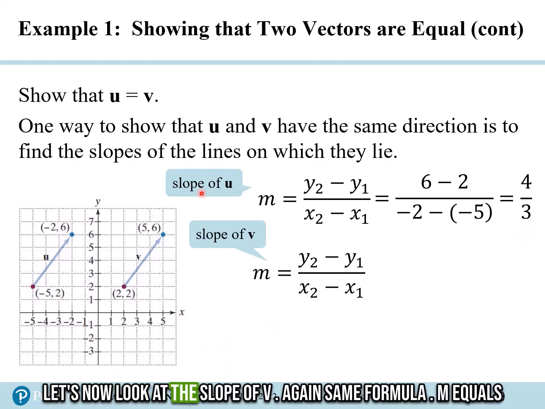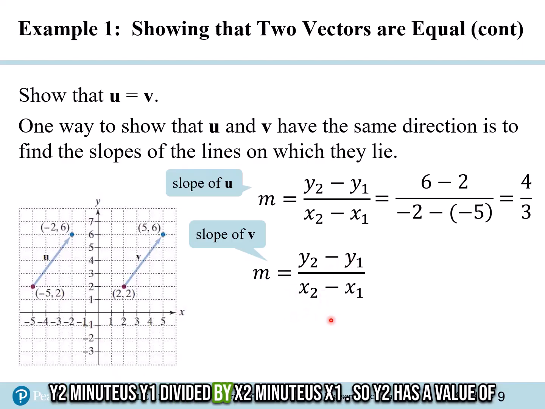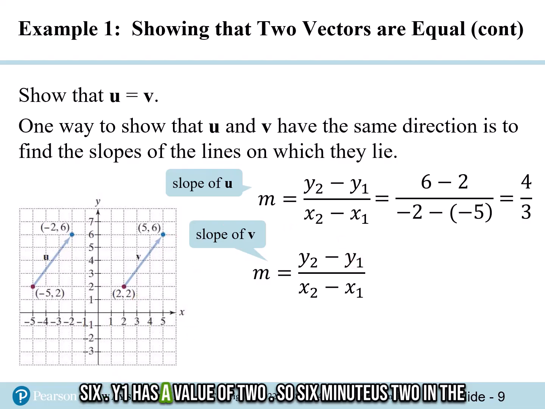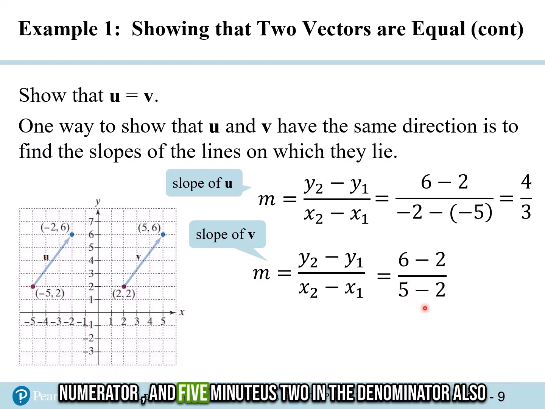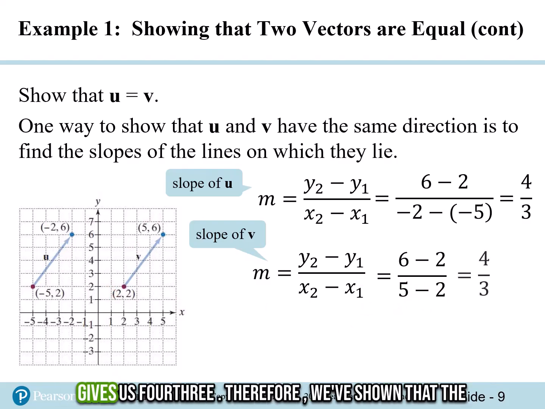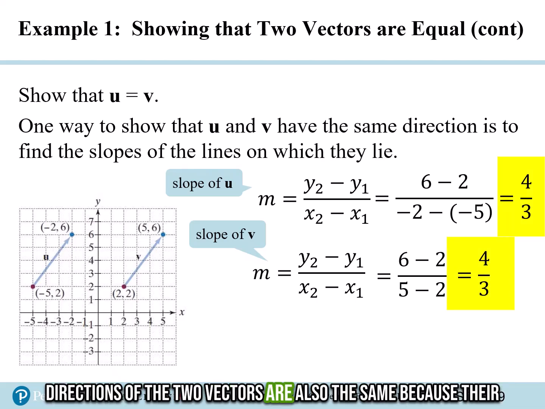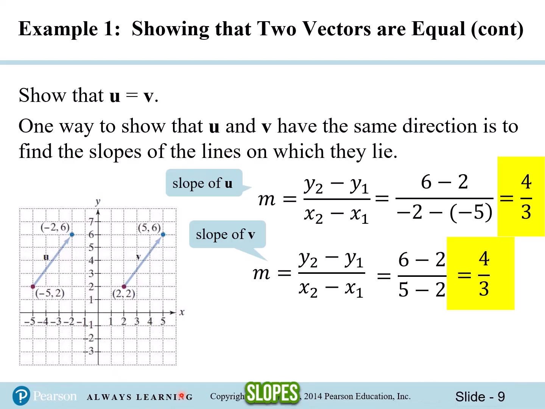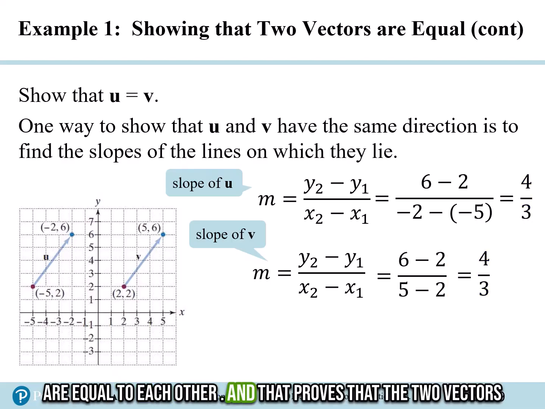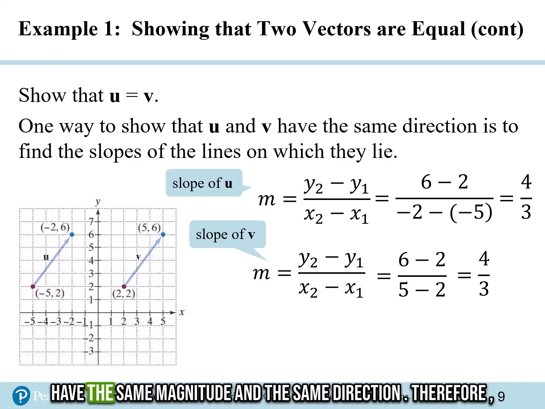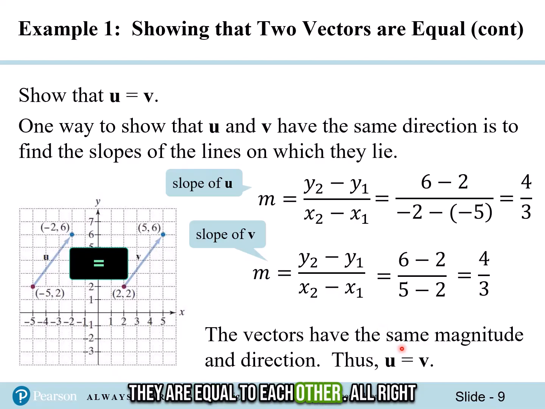Let's now look at the slope of v. Again, same formula, m equals y2 minus y1 divided by x2 minus x1. y2 has a value of 6. y1 has a value of 2, so 6 minus 2 in the numerator and 5 minus 2 in the denominator also gives us 4 over. Therefore, we've shown that the directions of the two vectors are also the same because their slopes are equal to each other. And that proves that the two vectors have the same magnitude and the same direction, therefore they are equal to each other. All right?